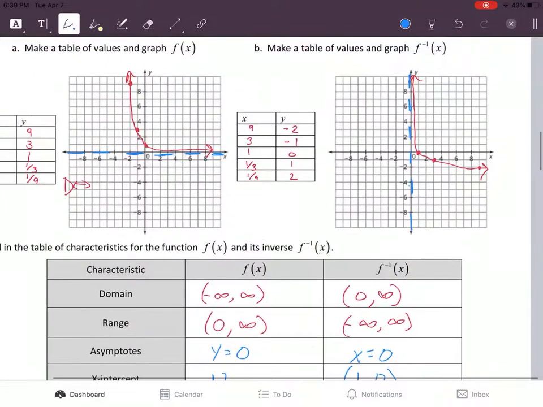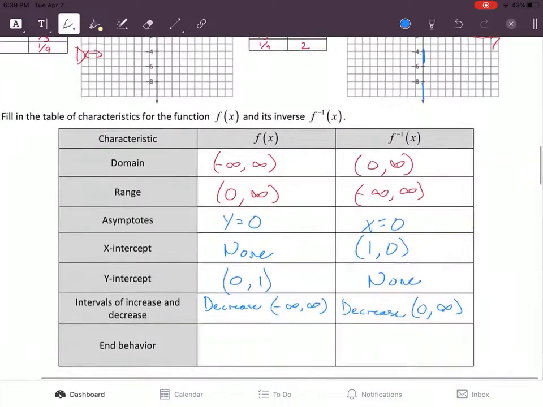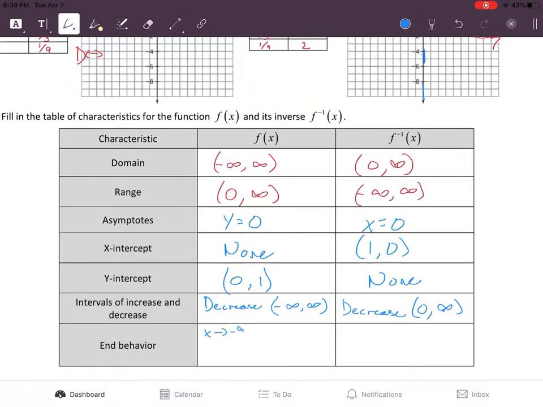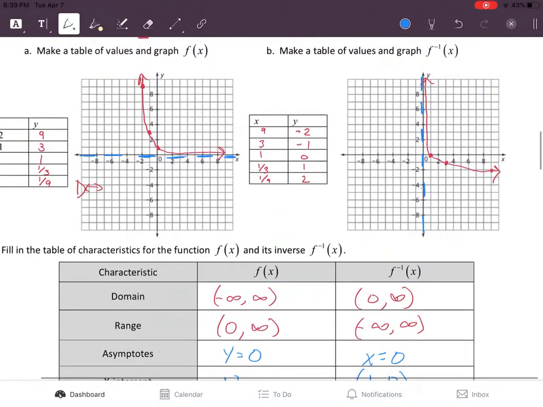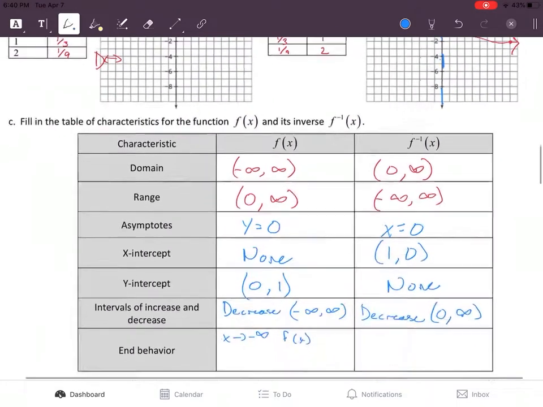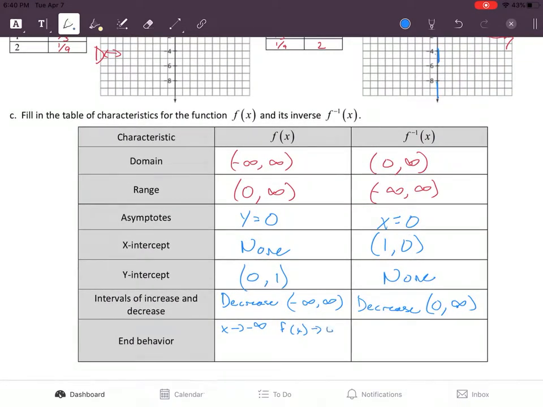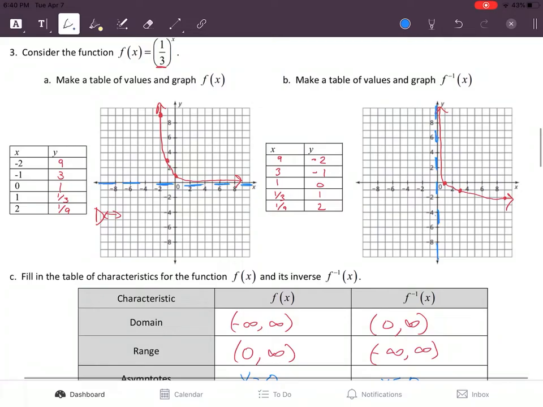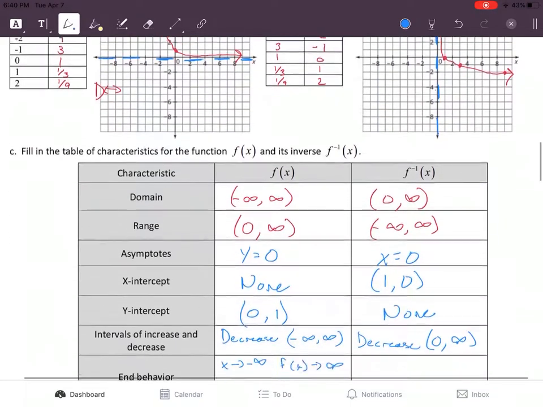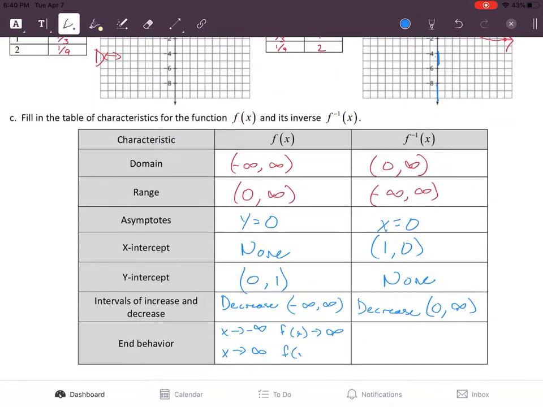And lastly, the end behavior. So as this graph goes to the left, as this graph goes towards -infinity, what is it doing? It is going up towards +infinity. As the graph goes to the right, towards +infinity, what is the graph doing? It's getting closer and closer to 0.